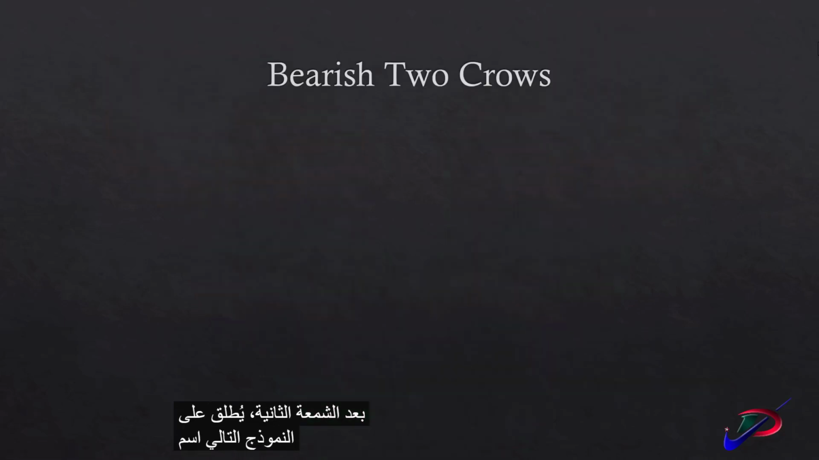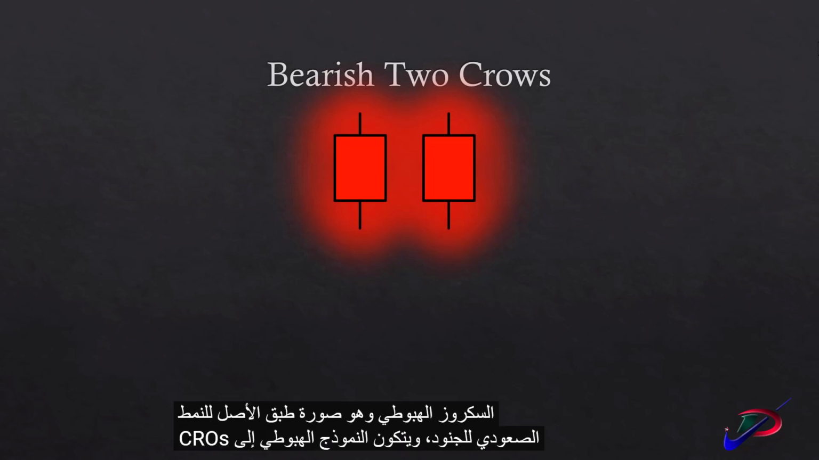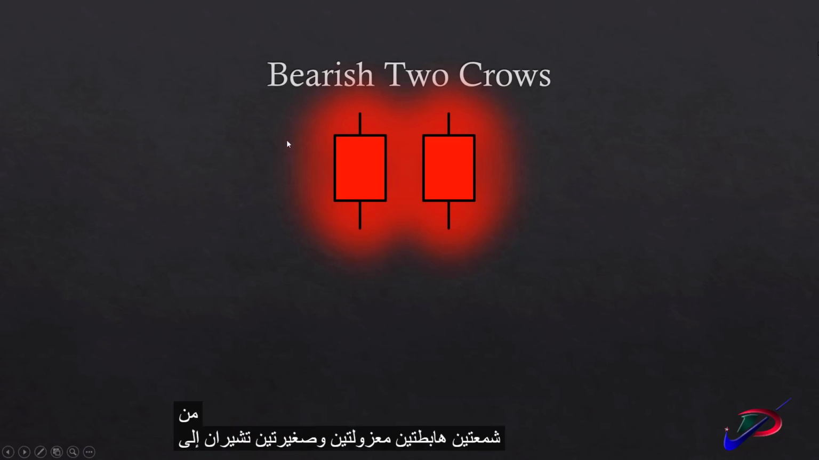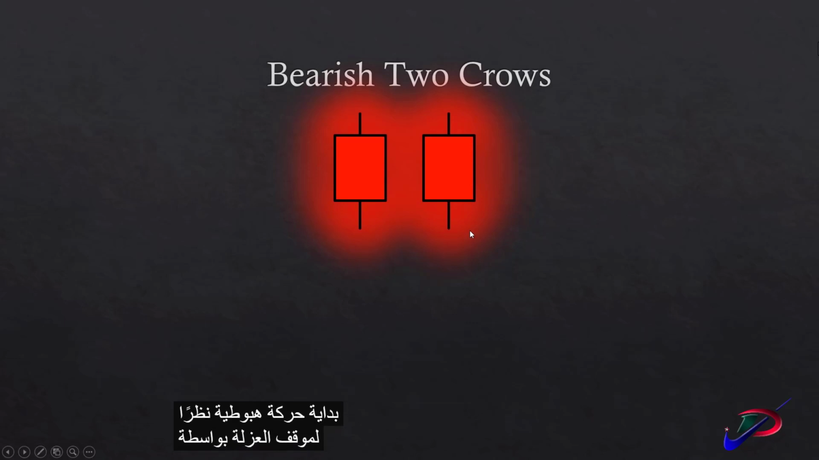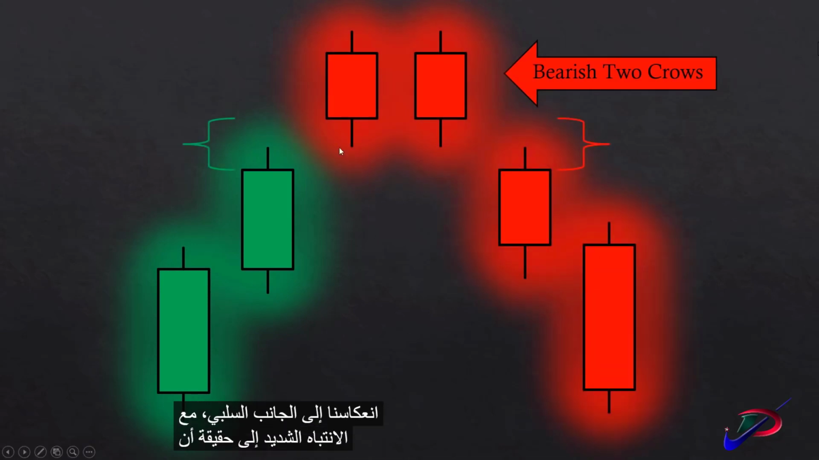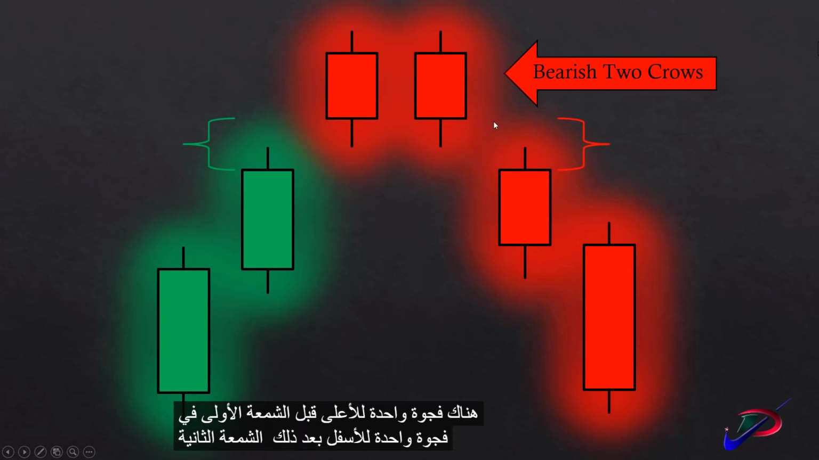The next pattern is called bearish two crows, which is the mirror image of the bullish two soldiers. The bearish two crows pattern is formed by two isolated and small bearish candles. They imply the beginning of a downward movement given the position of being isolated by one gap before and one gap after the pattern. The bearish two crows pattern appears when price is going up in order to signal a reversal to the downside. Pay close attention to the fact that there is one gap up before the first candle and one gap down after the second candle.